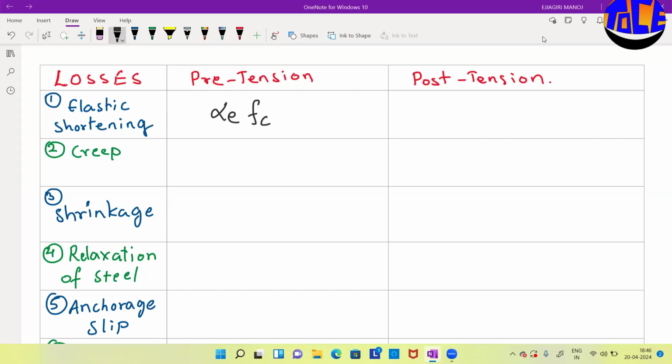Here the alpha E is nothing but the modular ratio. So alpha E is equal to ES divided by EC, Young's modulus of steel divided by Young's modulus of concrete. And FC is the stress in the concrete. The stress in the concrete, simply you will get this by dividing the pre-stress force with area of concrete.